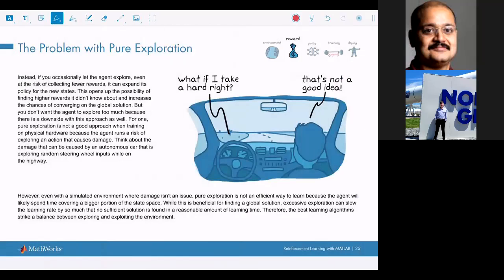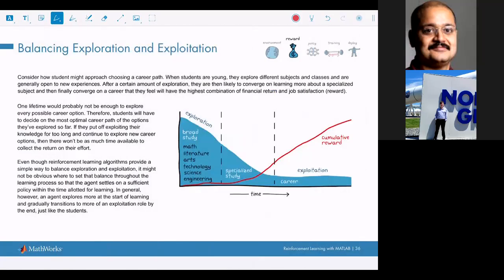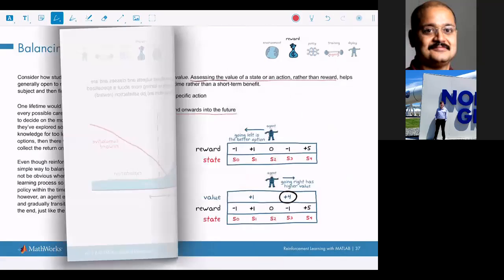And then I think we also discussed there is an optimal balance wherein you actually explore and exploit so that you reach the most conclusive solution in the least possible time.